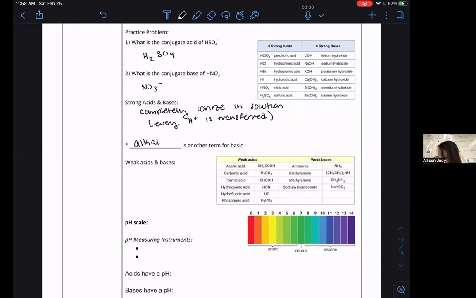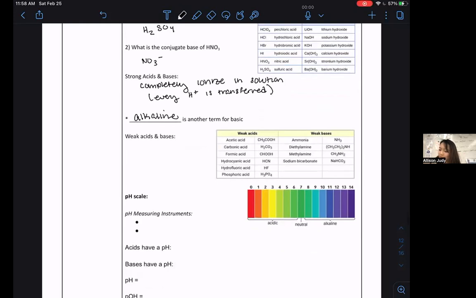FYI, we often hear that bases are called alkaline. That's another term for a base. So when you talk about alkaline water, it's a basic water. It is an H plus receiving water. It's got a ton of compounds that can now carry an H plus and are ready to accept an H plus. But what about weak acid or bases?